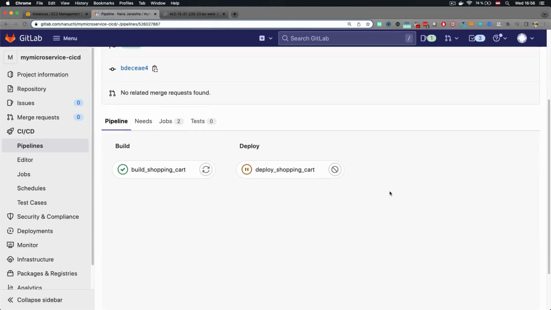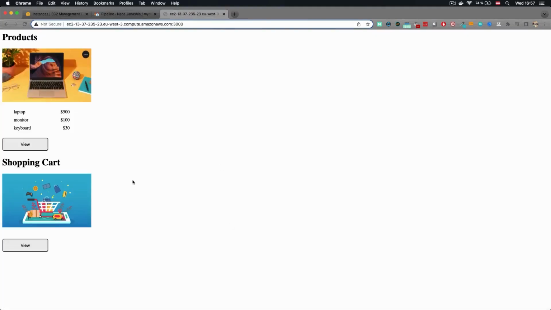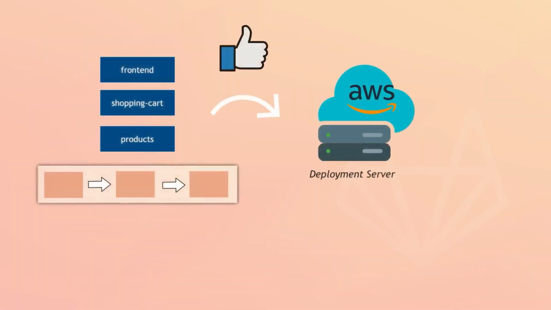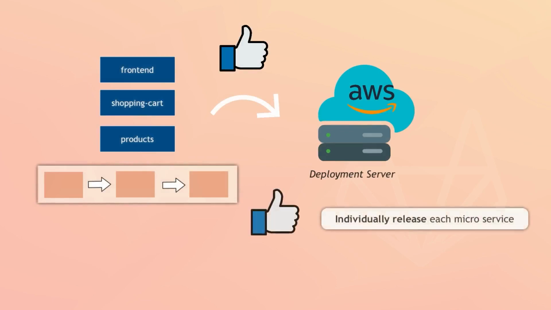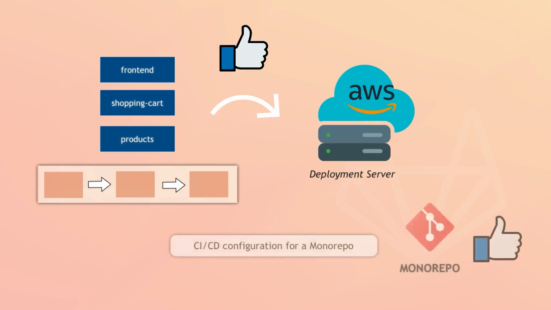and deploy the shopping cart service. And once that step is completed, go back to the application. We actually don't have to refresh this. We can just click on view and there you go. We have a response from the shopping cart. So our application is working. So all three of our services have been successfully deployed using our pipelines. And from now on, we can individually update, build, and release each service without affecting the others. And that's how CI/CD pipeline configuration for monorepo microservices application works.